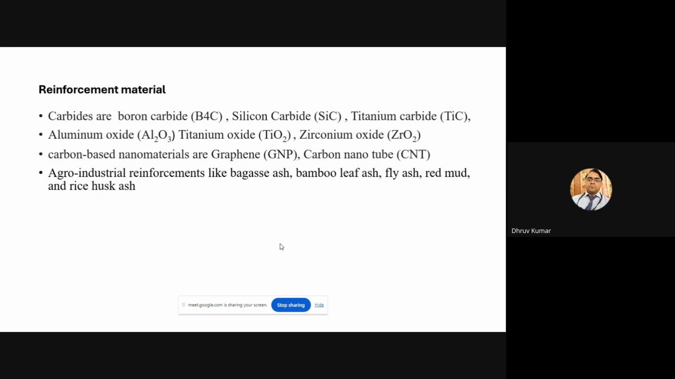So a lot of reinforcing elements are available. These are carbides, such as boron carbide, silicon carbide, titanium carbide. Oxides are aluminum oxide, titanium oxide, and zirconium oxide. And some other carbon-based particles.